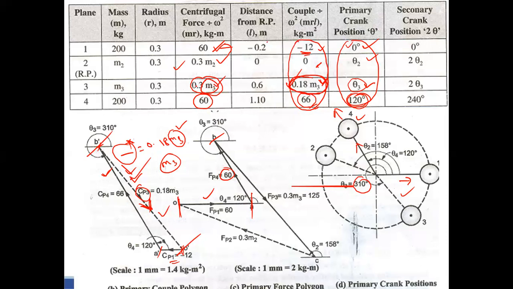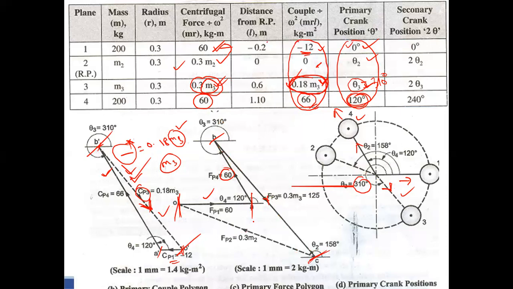You multiply M3 with 0.3, you will get some magnitude. What's the direction? This direction, that is 310 degree. This is already calculated. This is 310 degree, right? The same direction. You multiply M3 and get the value. Now this is a starting point, and this is an end point.